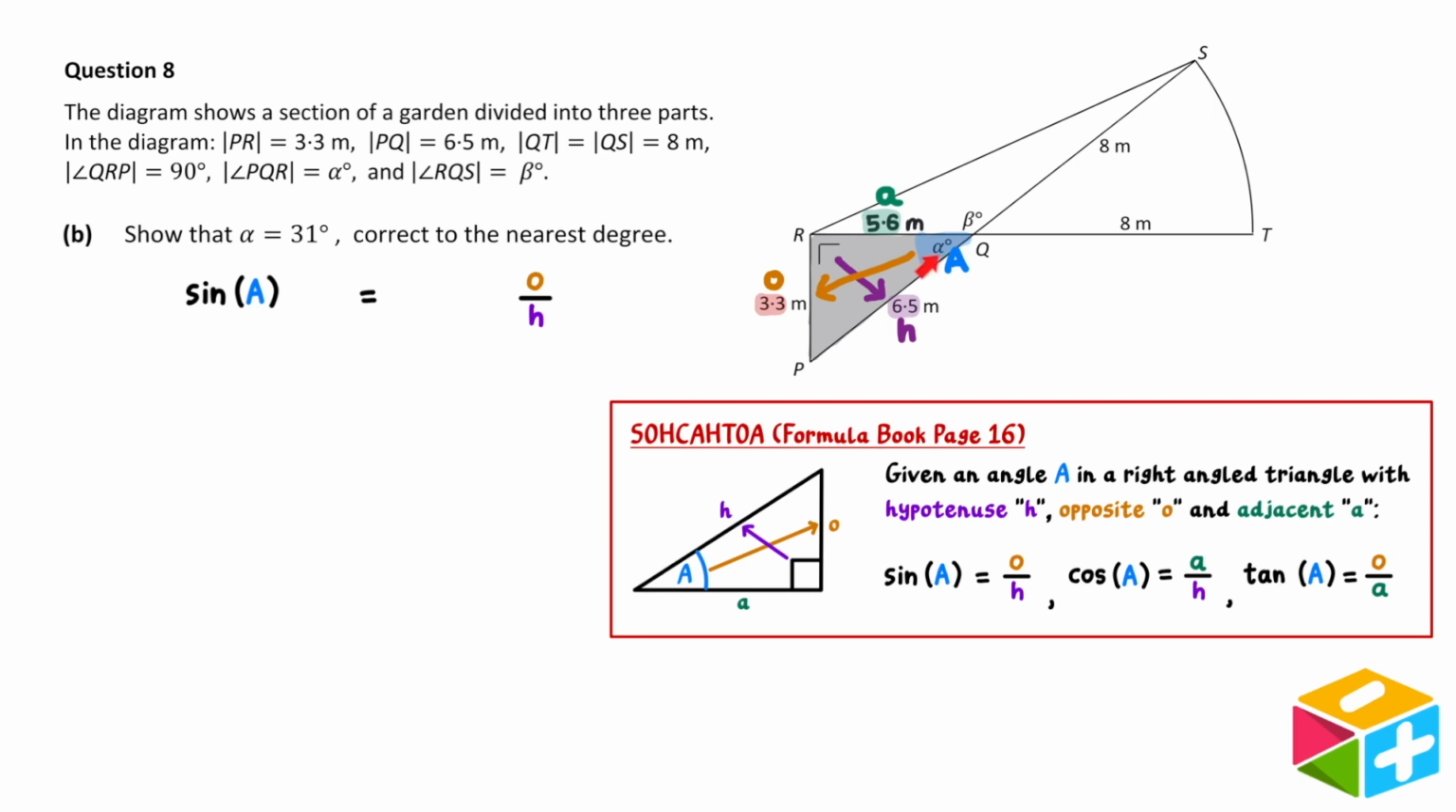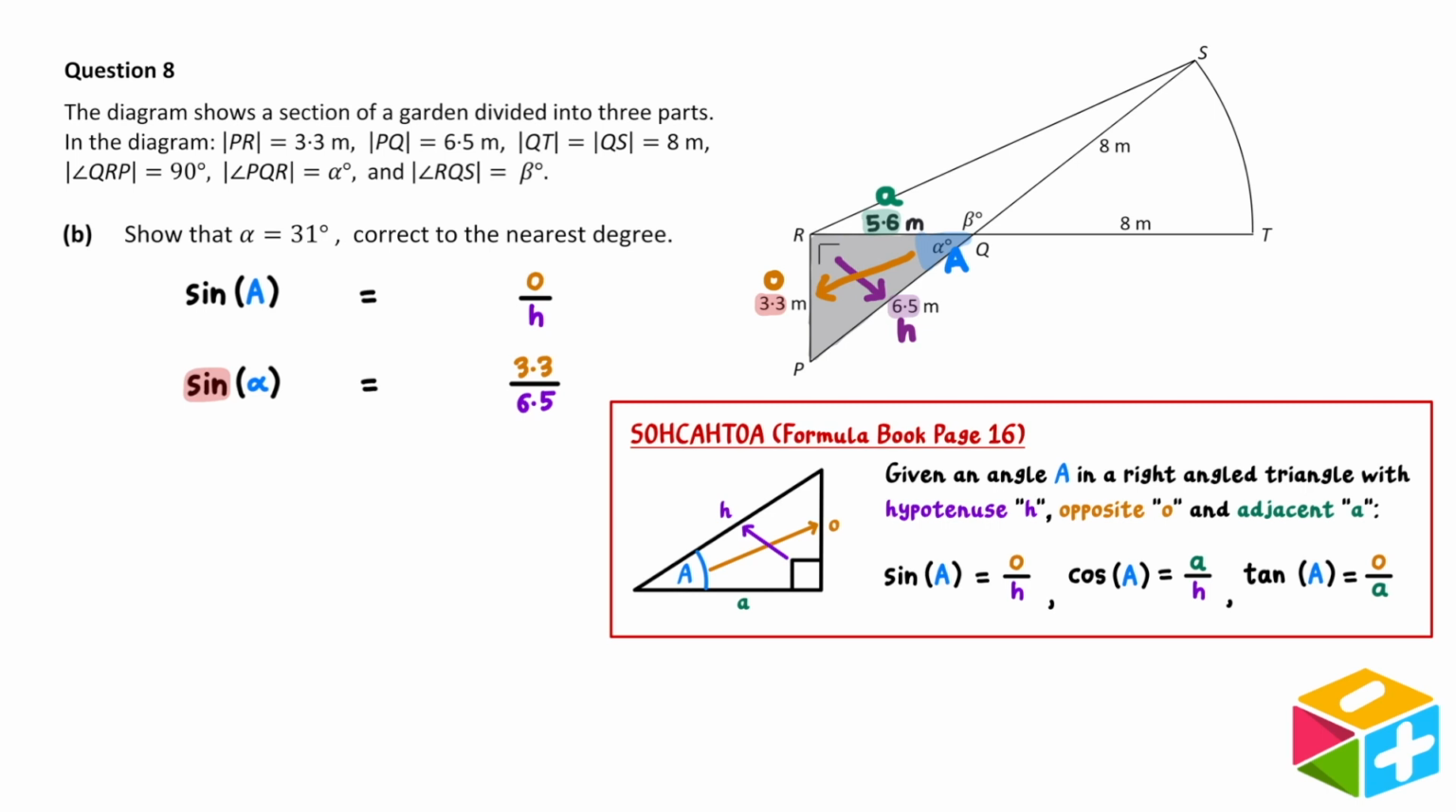We have alpha in the place of A, O equal to 3.3, and H equal to 6.5. So let's sub these in. We're trying to find alpha, and this appears on the left-hand side of our equation. However, it appears inside a sine. We'll need to get rid of this to find alpha.